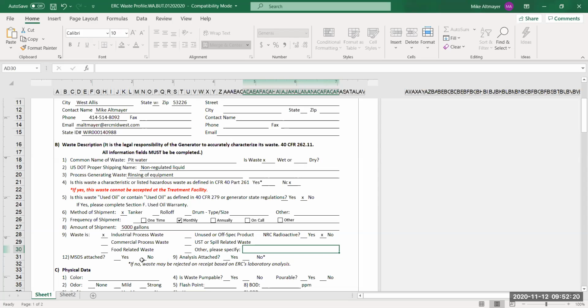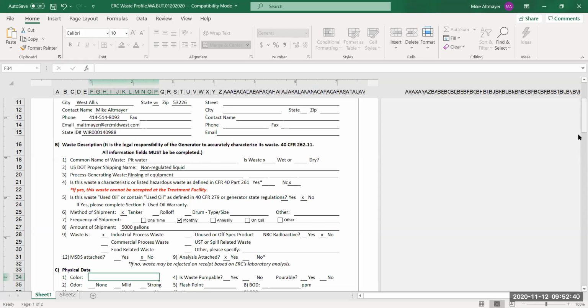MSDS attached, we're going to say no, because for most bulk loads, you won't have the benefit of having an SDS or MSDS. Analysis attached, you might have that, or if the laboratory has already performed analysis on the sample, then of course you do have analysis. Okay.